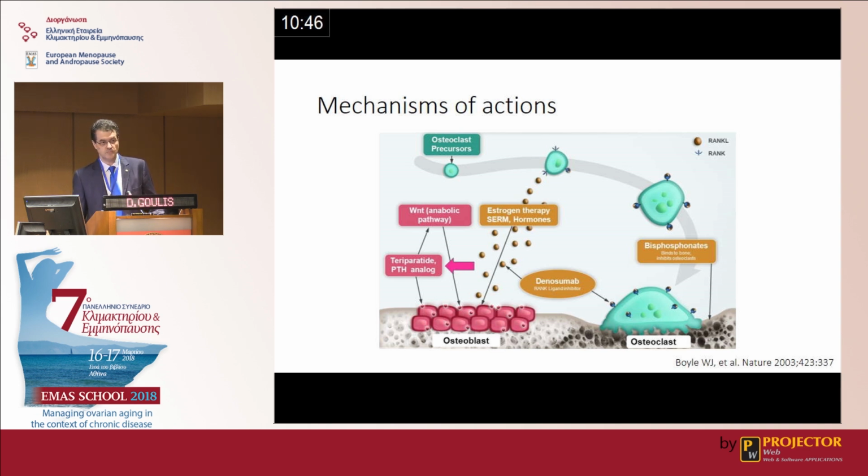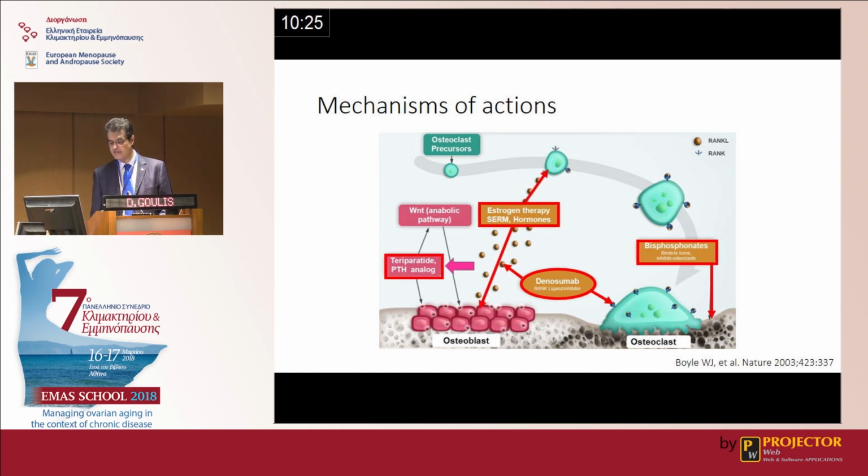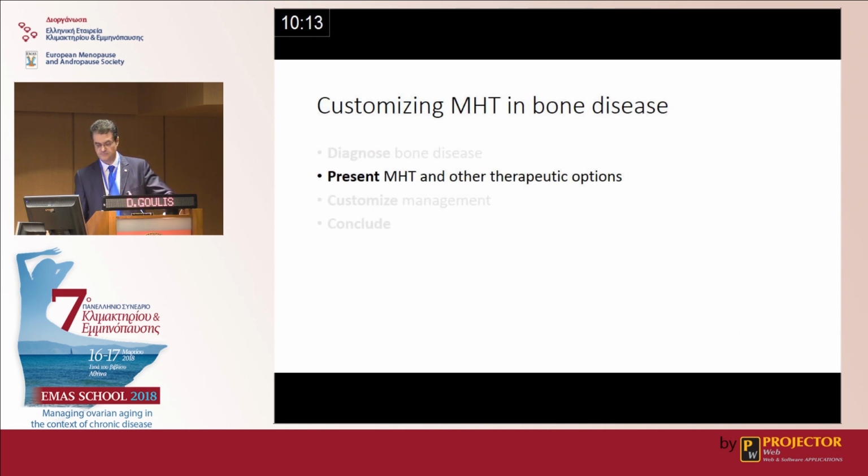If I would want to put all this medication in just one slide, this is the result. So a bisphosphonate that incorporates into the bone, denosumab that disarranges the linkage between the osteoblast and osteoclast, estrogens and SERMs that act both on osteoblast and on osteoclast, and teriparatide that acts directly on the osteoblast or indirectly through the Wnt anabolic pathway. So these are the mechanisms.